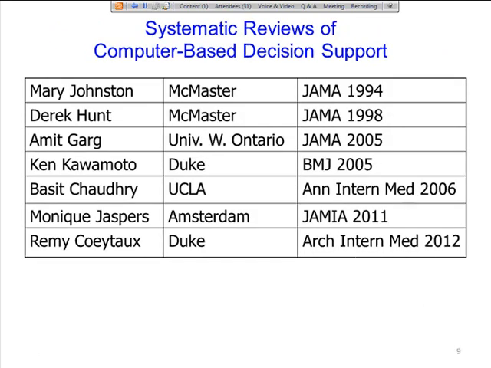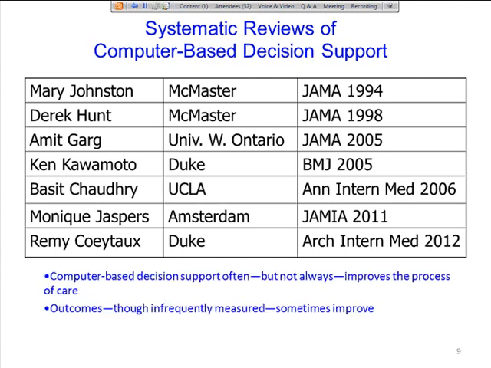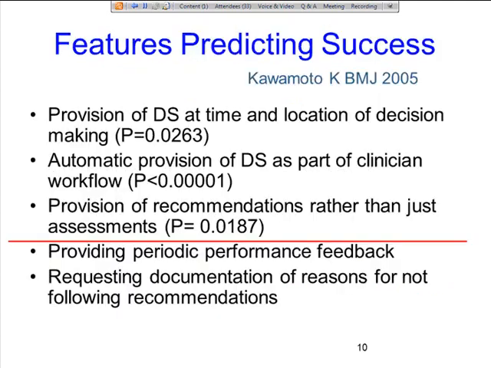There have been a whole series of systematic reviews of computer-based decision support, beginning perhaps in 1994, most recently in 2012, and they've all shown pretty much the same thing: that computer-based decision support often, though certainly not always, improves the process of care, and outcomes, which are infrequently measured, sometimes improve. So this tends to be a good thing, but it isn't an always proposition.